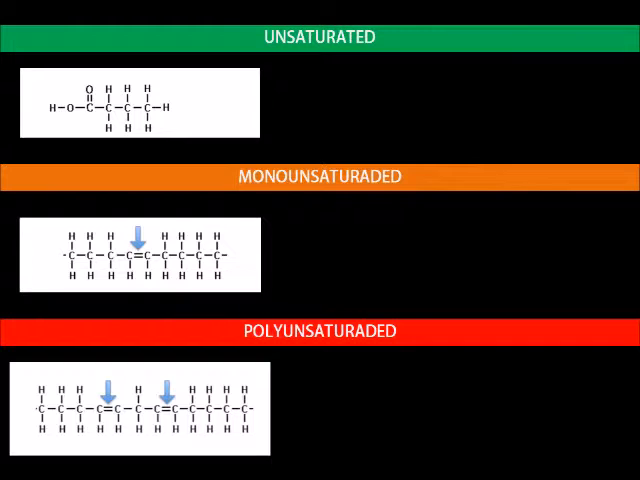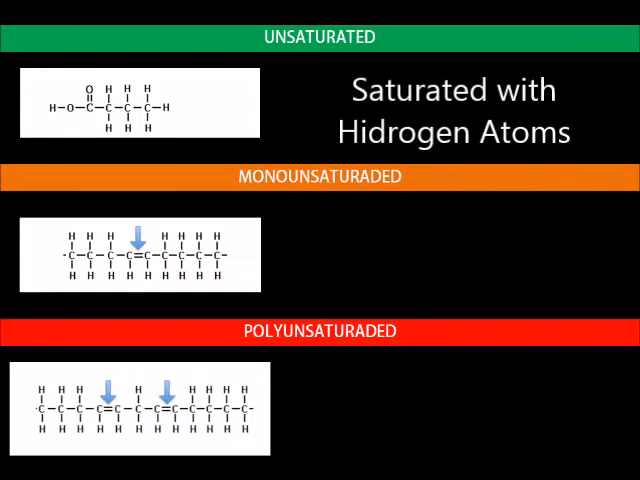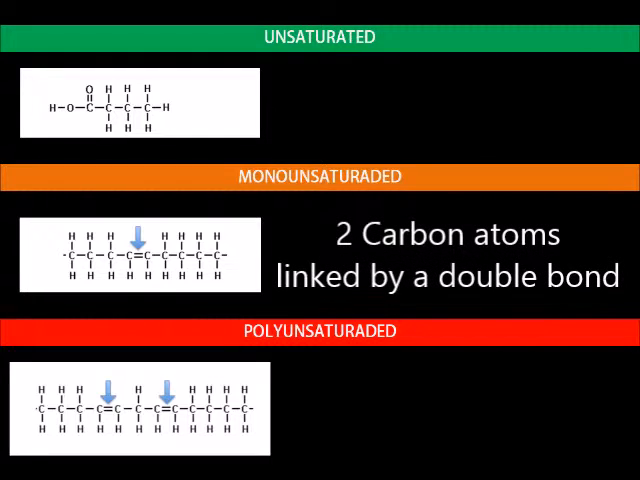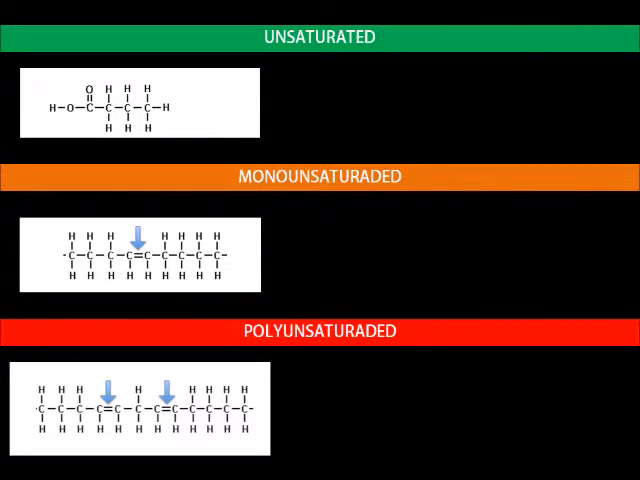A saturated fatty acid has the maximum possible number of hydrogen atoms attached to every carbon atom. It's said to be saturated with hydrogen atoms, and all of the carbons are attached to each other with a single bond. In some fatty acids, a pair of hydrogen atoms in the middle of the chain is missing, creating a gap that leaves two carbon atoms connected by a double bond rather than a single one.